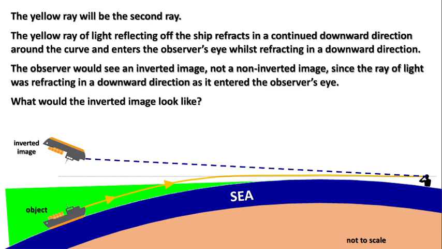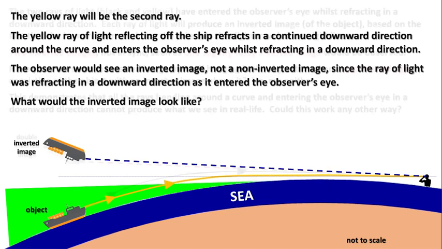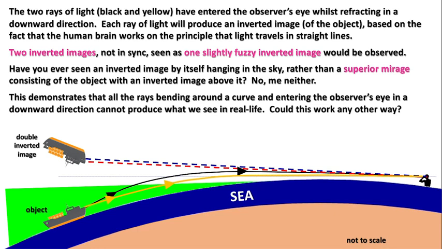The observer would see an inverted image, not a non-inverted image, since the ray of light was refracting in a downward direction as it entered the observer's eye. What would the inverted image look like? The two rays of light, black and yellow, have entered the observer's eye whilst refracting in a downward direction. Each ray of light will produce an inverted image of the object, based on the fact that the human brain works on the principle that light travels in straight lines. Two inverted images not in sync, seen as one slightly fuzzy inverted image, would be observed.